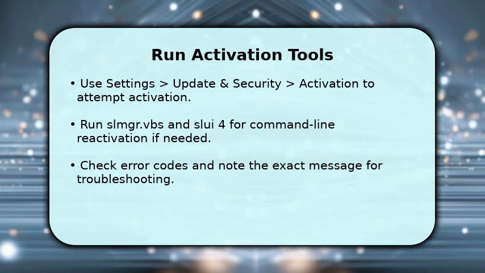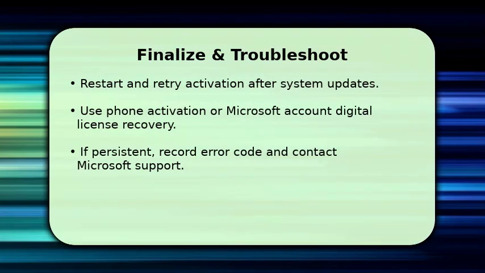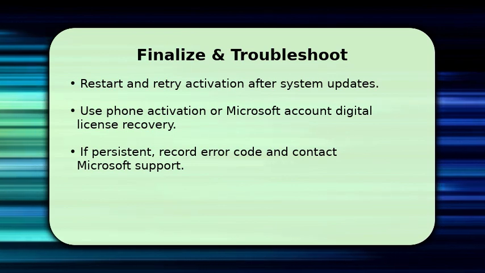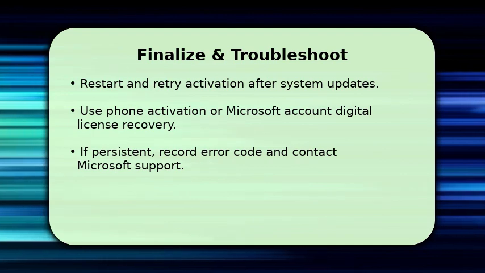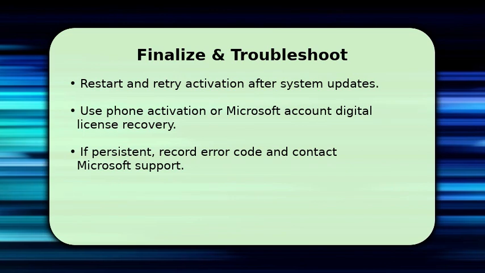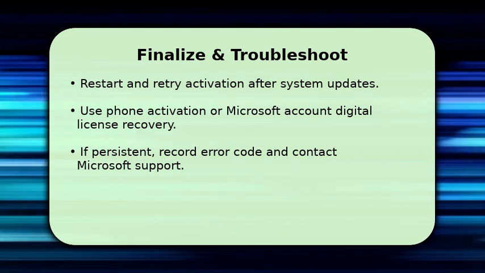Finish by ensuring all recent updates are installed, then restart and retry activation. Updates often include activation fixes. If the online path fails, use slui 4 to activate by phone or sign into the Microsoft account linked to a digital license to automatically validate. Make sure you enter the key exactly and keep the error code if problems remain. If activation still fails despite these steps, contact Microsoft support with the recorded error code for guided resolution and possible license reassignment.